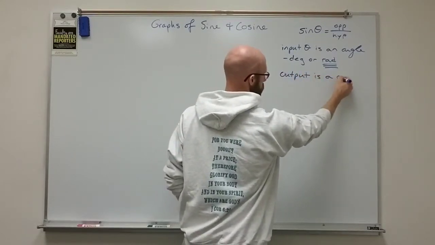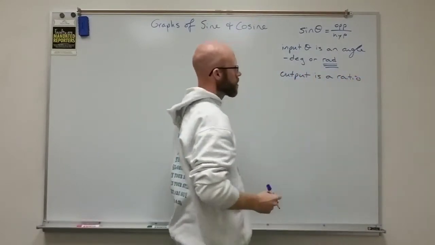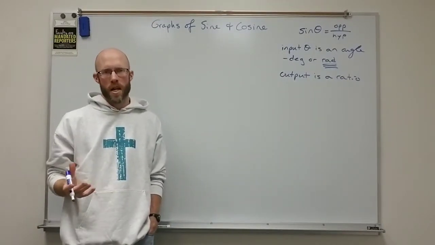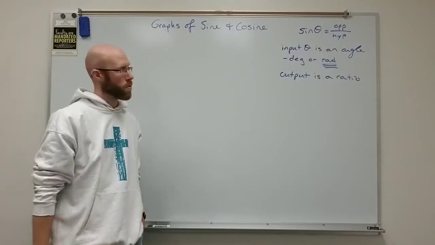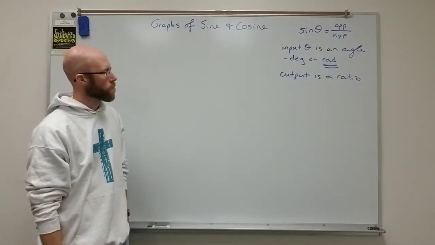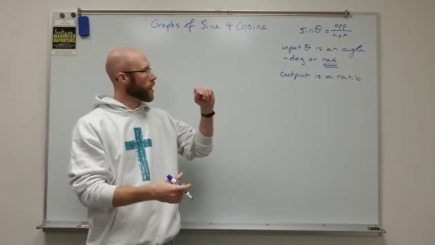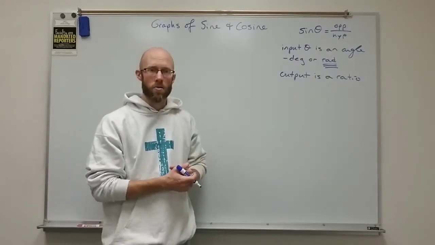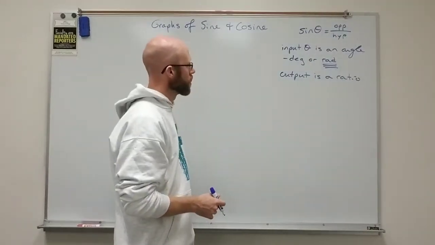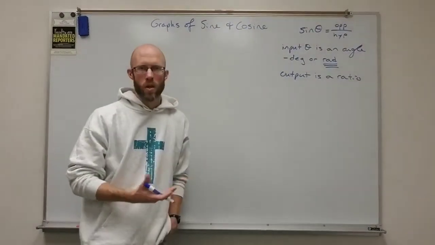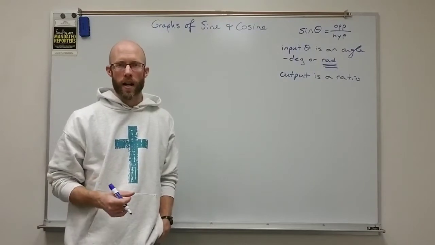The output is a ratio, and we know a ratio ends up just being a number, fraction or a decimal, or it could even be a whole number, I suppose. But it's a ratio. Okay, it represents the ratio of the opposite side to the hypotenuse of a triangle. And the output's usually unitless. It doesn't really have a unit on it.